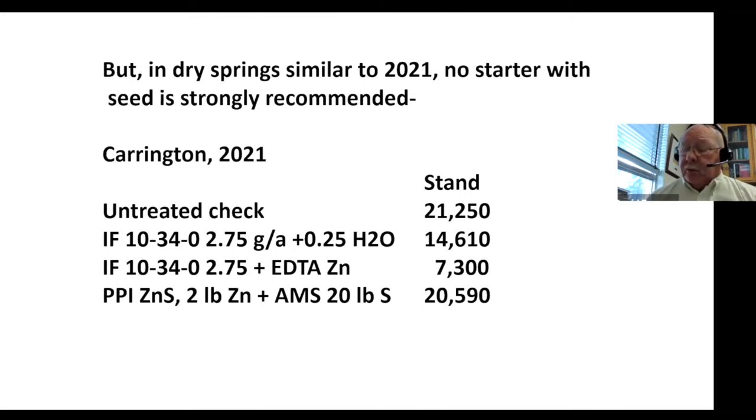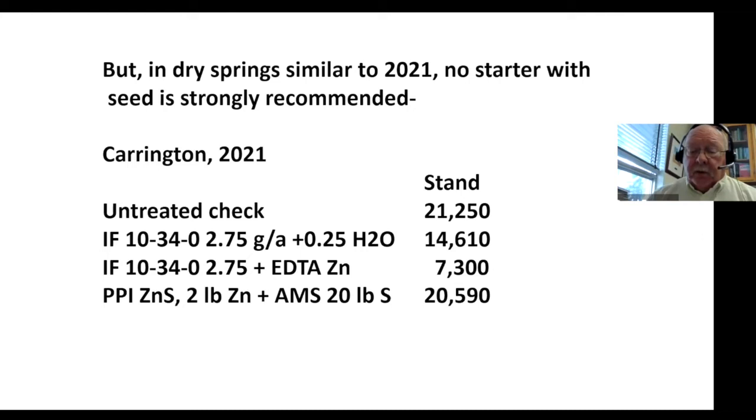So if you go into the spring and the soils are pretty dry, and you're doing the strategy of, the calendar date is against you, I'm going to plant and pray for rain. If you do that, don't put any fertilizer with the seed. So as you can see here in Carrington, which was awfully dry this last spring, putting on 2 3/4 gallon of 10-34 alone dropped the stand by a third. So you don't want to do that. And then other combinations decreased it even more.